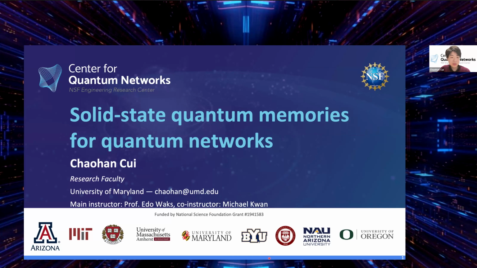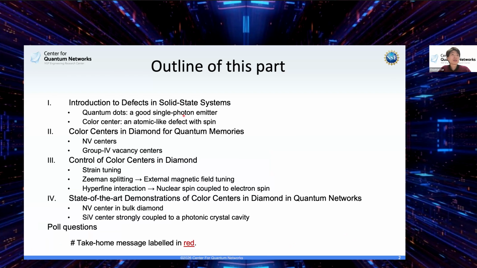So let's start. This is an outline of my part. To make the concepts and the physics background go smoother, I'm going to first start with a quick introduction of defects in solid state systems, beginning with quantum dots, which can act as a good single photon emitter, but maybe not a good quantum memory at the current technical status. Then I'll tell you the difference between color centers and quantum dots, where color centers are more like atomic systems.